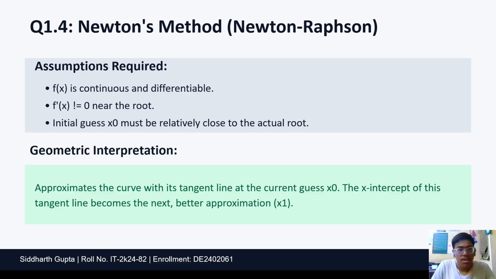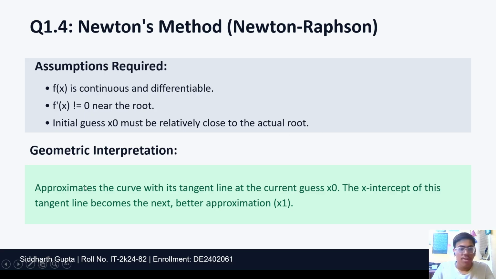Next we will come to Newton-Raphson method. For the Newton-Raphson method, again we will assume that f(x) is continuous and differentiable, and f dash of x must not be equal to 0. And for the initial guess we will take x0, which must be relatively close to the root.